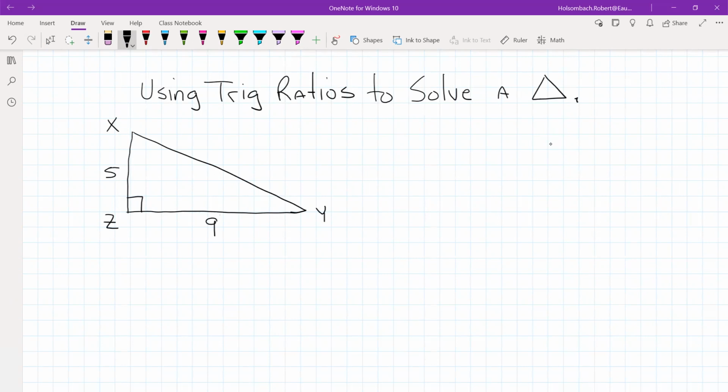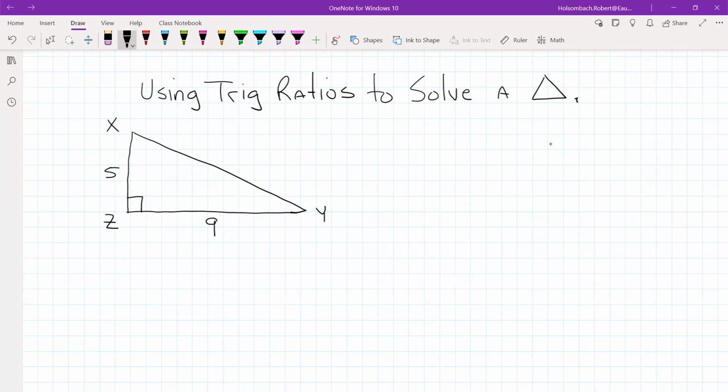Now, based on what we've done in the last couple of weeks, you need side XY here. You need angle X and you need angle Y. You can start however you want to start. Meaning, you can solve for angle X first, subtract it from 90 and get angle Y, and then you can use the Pythagorean theorem to find side XY. So let's start that way for right now.